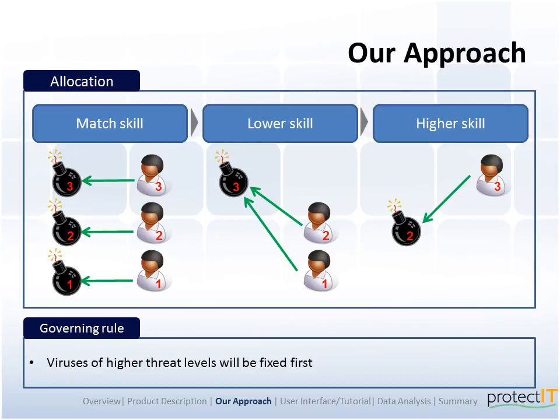During allocation, there are three different ways in which workers can be assigned to a virus. First, the system checks to see if workers with a skill level matching the virus level are available, and if so, they are then assigned to fix the virus.